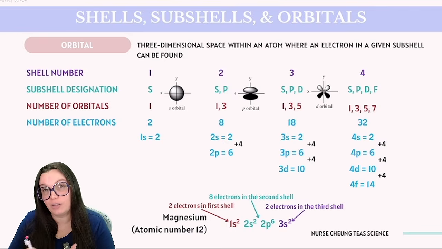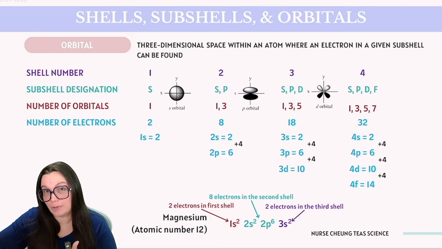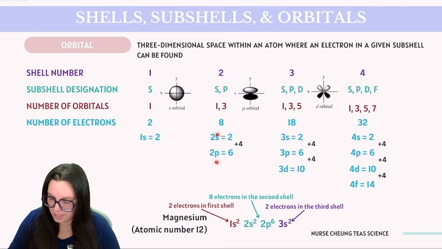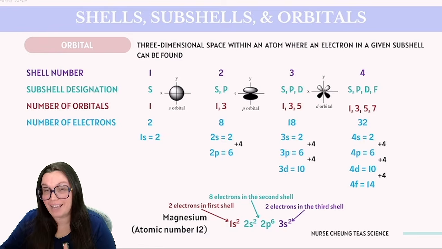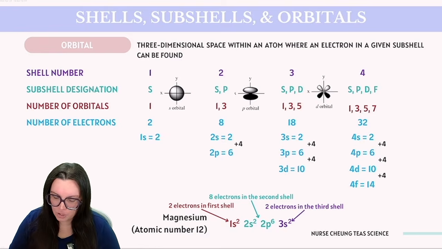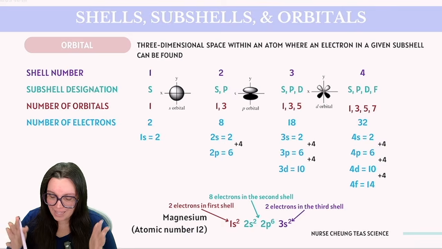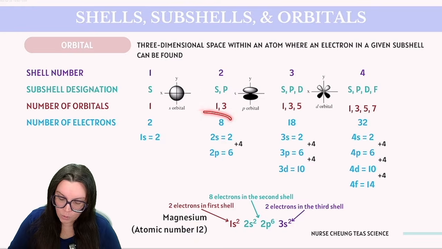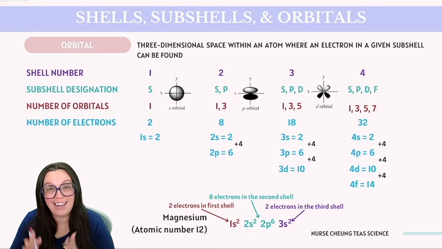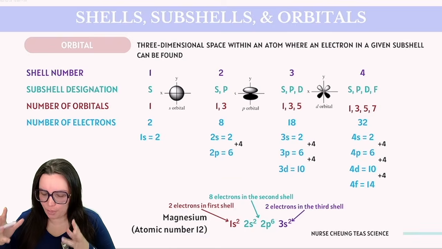What's important to note is that anytime we move up in subshells, when we go from S to P to D to F, we're always going to add 4 to that next set of subshells. So in this case, if we had an atom that had 2 energy levels, 2 shells or 2 rings, we're going to see a maximum of 10 electrons total for that atom.